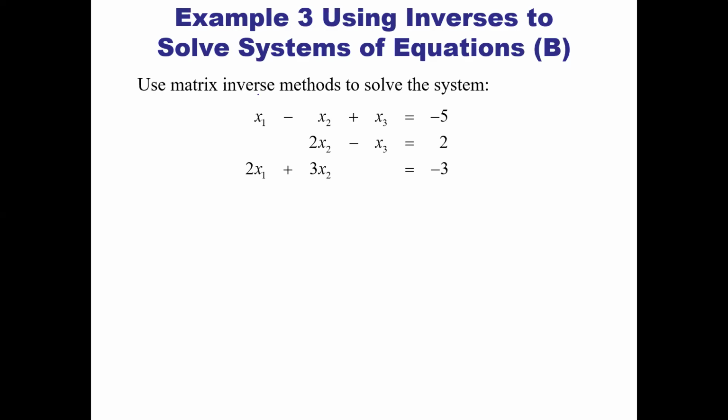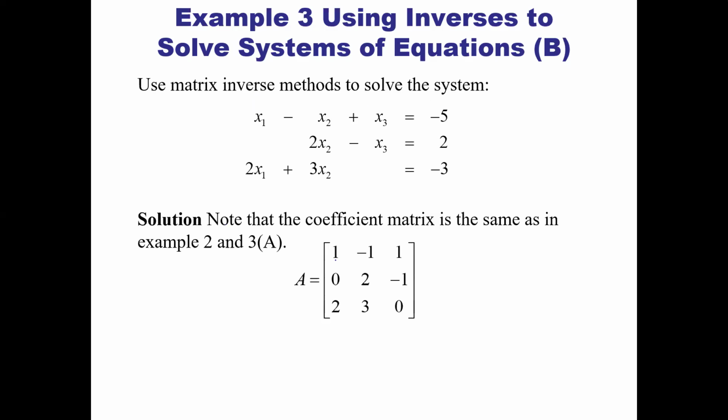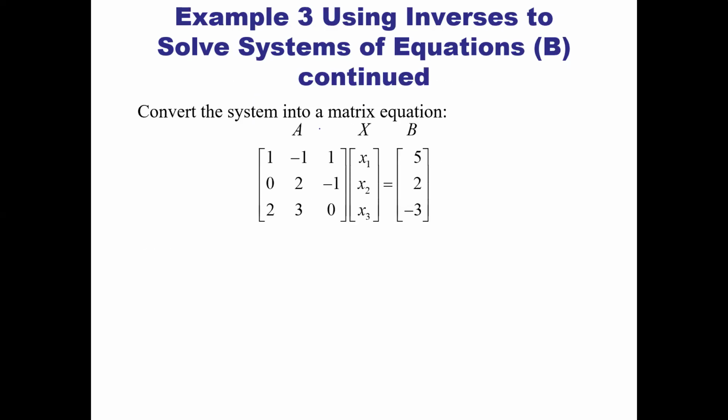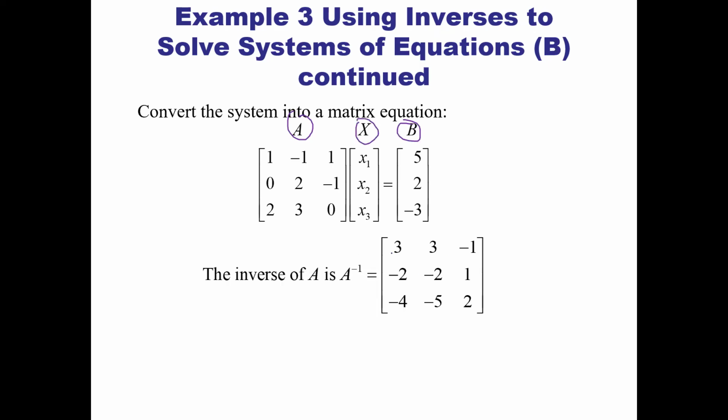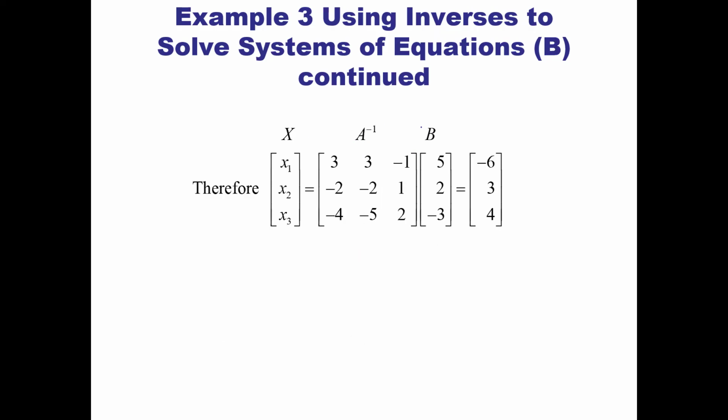What about this one? Again, we're going to do the same thing. We're going to have our coefficient matrix, and then we're going to say, okay, well, now let's have a coefficient matrix times X is equal to our B. Find A inverse, multiply it by B, and that's going to give us X. So A inverse is this, and then we take A inverse times B, and we get this, which tells us x1 is negative 6, x2 is 3, and x3 is 4. Again, just multiplying this row by the column, this row by the column, this row by the column to get our negative 6, 3, 4.